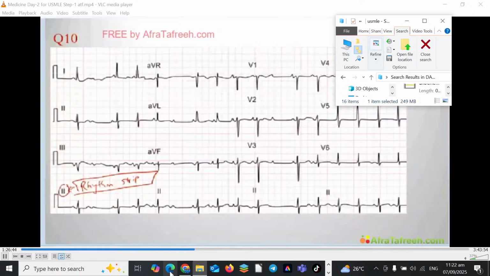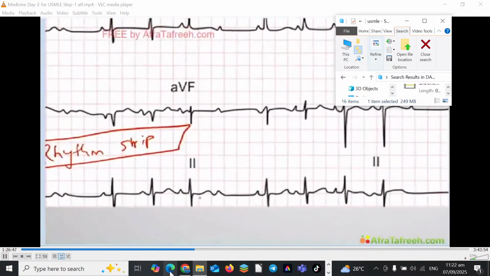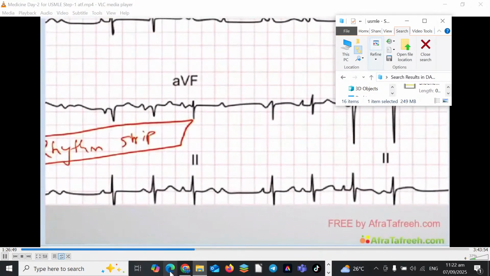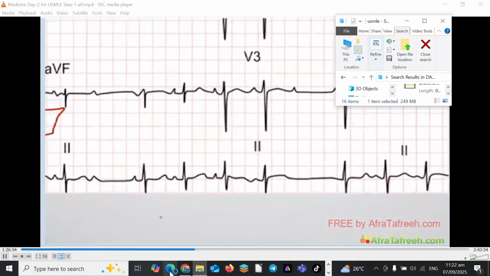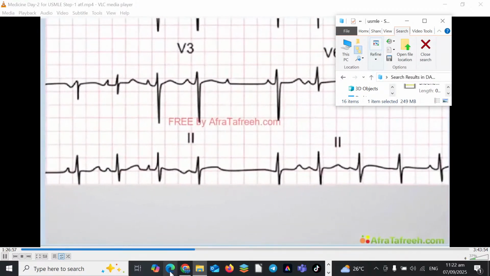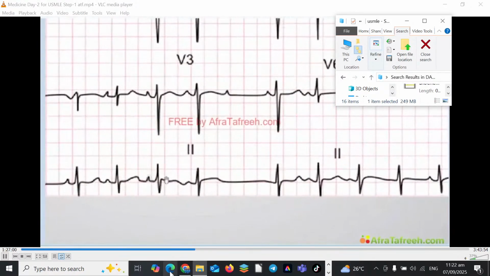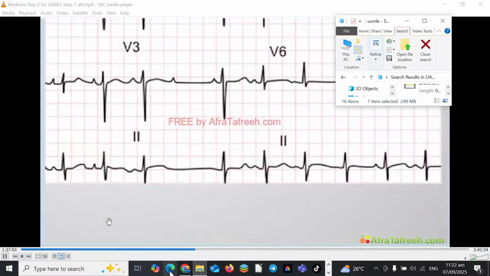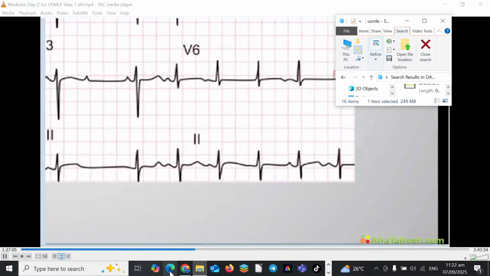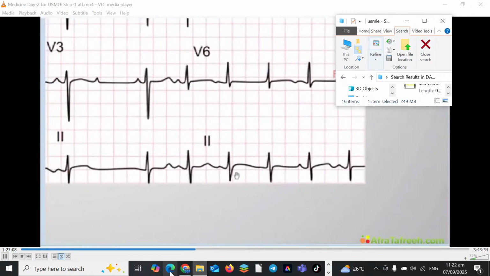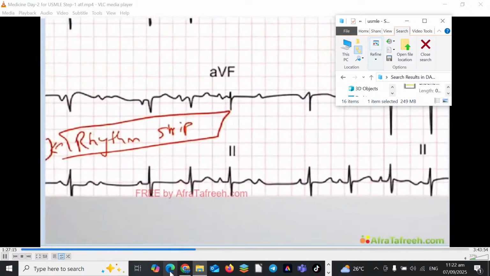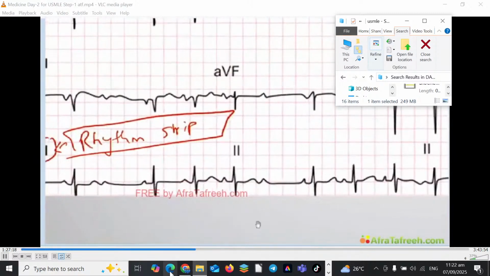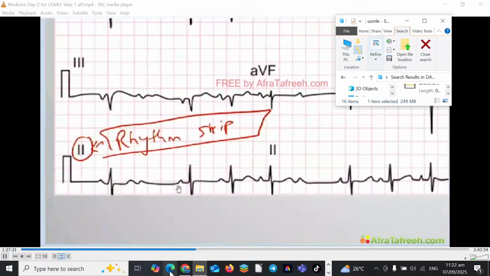Now look at the rhythm strip. You have to walk along the rhythm strip to see for an abnormality. Do you see that there are 4 QRS complexes and then there is a gap? Then again there are about 1, 2, 3, 4, 5, 6, 7 QRS complexes without a gap. When I go back, I again have a gap after 3 QRS complexes. Then I have a gap after 1 QRS complex.